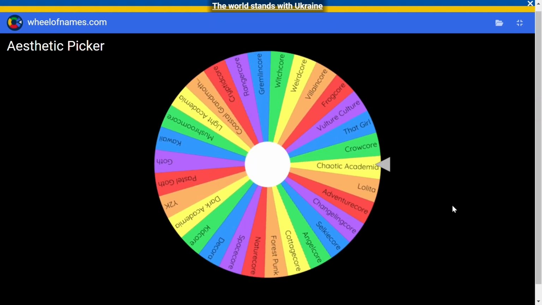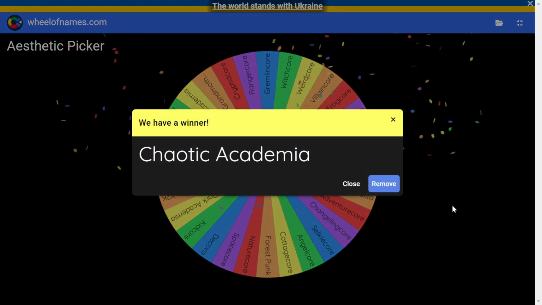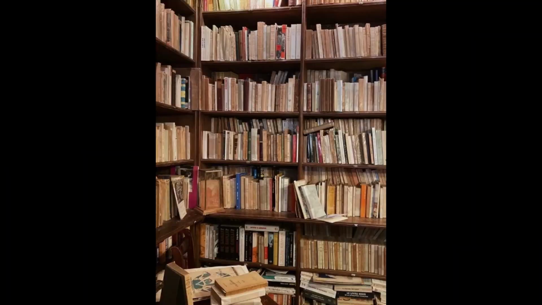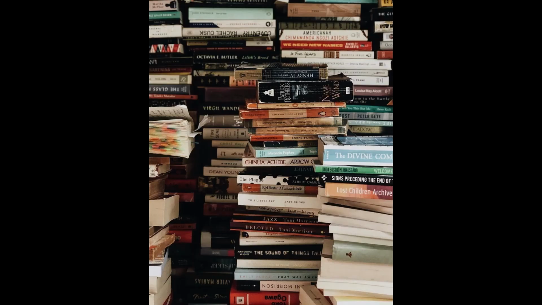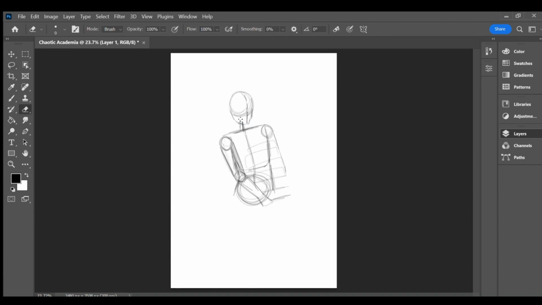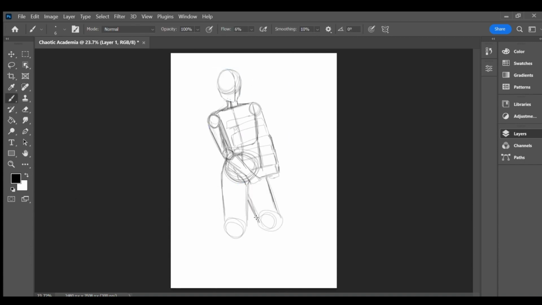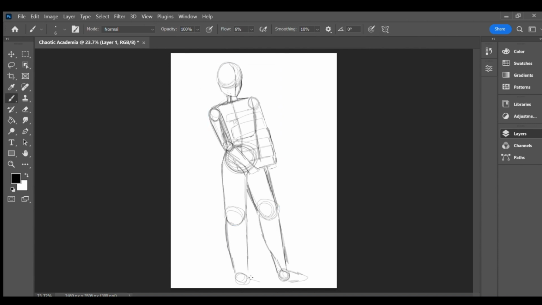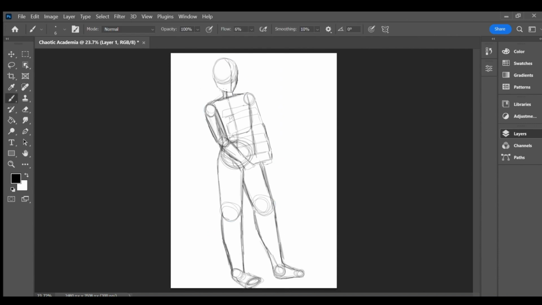Today I'll be drawing Chaotic Academia. Chaotic Academia is probably the most relaxed of the academia aesthetics. The idea is that it's a more accessible aesthetic for people with unusual study habits, a love of learning that doesn't look obvious from an outside perspective.